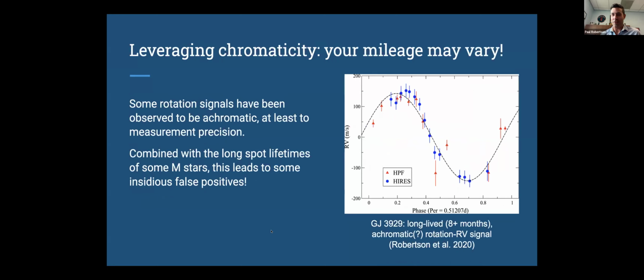But I will caution you that this will not always be the case. So this is an ultra-fast rotator that we observed with HPF and Keck high res. This was so much fun because we could do this in high res on a night. We just sit on the star, we cover a full stellar rotation. But you can see here that as far as we can tell to measurement precision, there's no difference in amplitude for this stellar rotation signal. And so if you're relying entirely on chromaticity to tell you the difference, you might be in trouble.